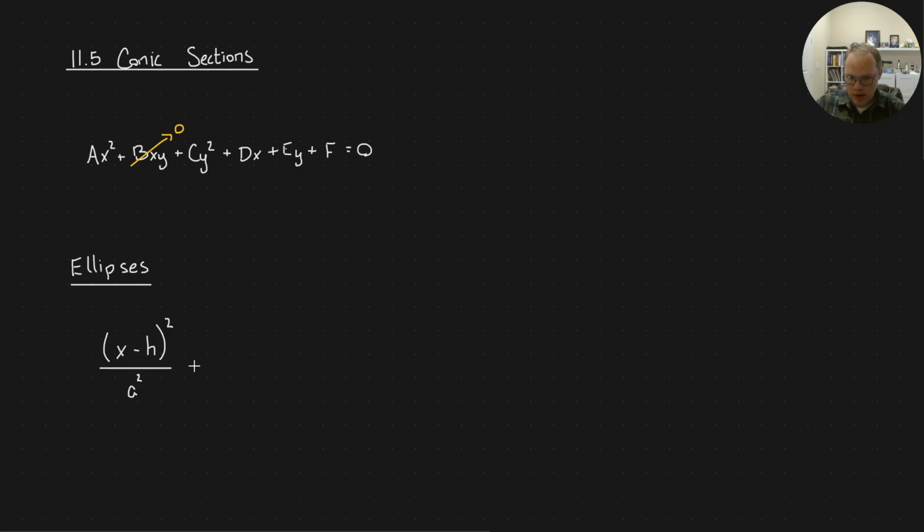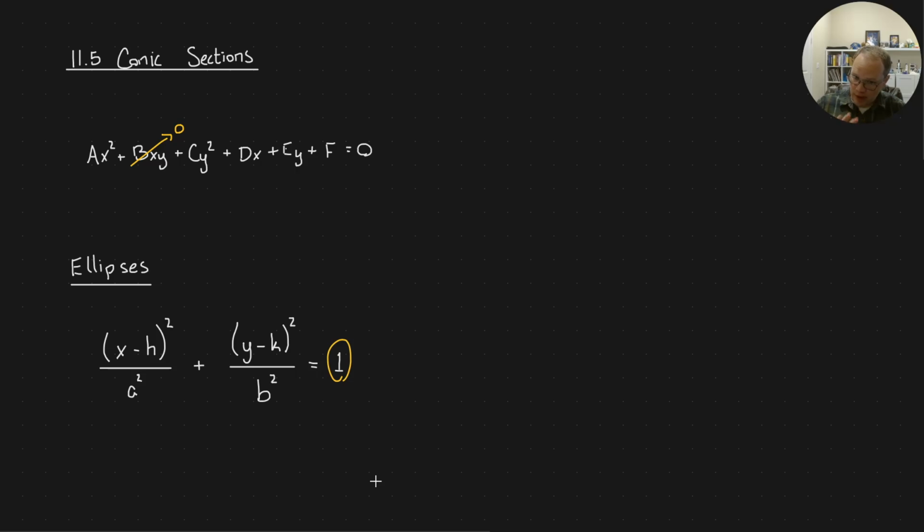over a squared plus y minus k squared. That minus k shifts the center k units up over b squared equals 1. This one is easy to forget about, but it's really important. If you do not have that 1 there, your equation is not in standard form.